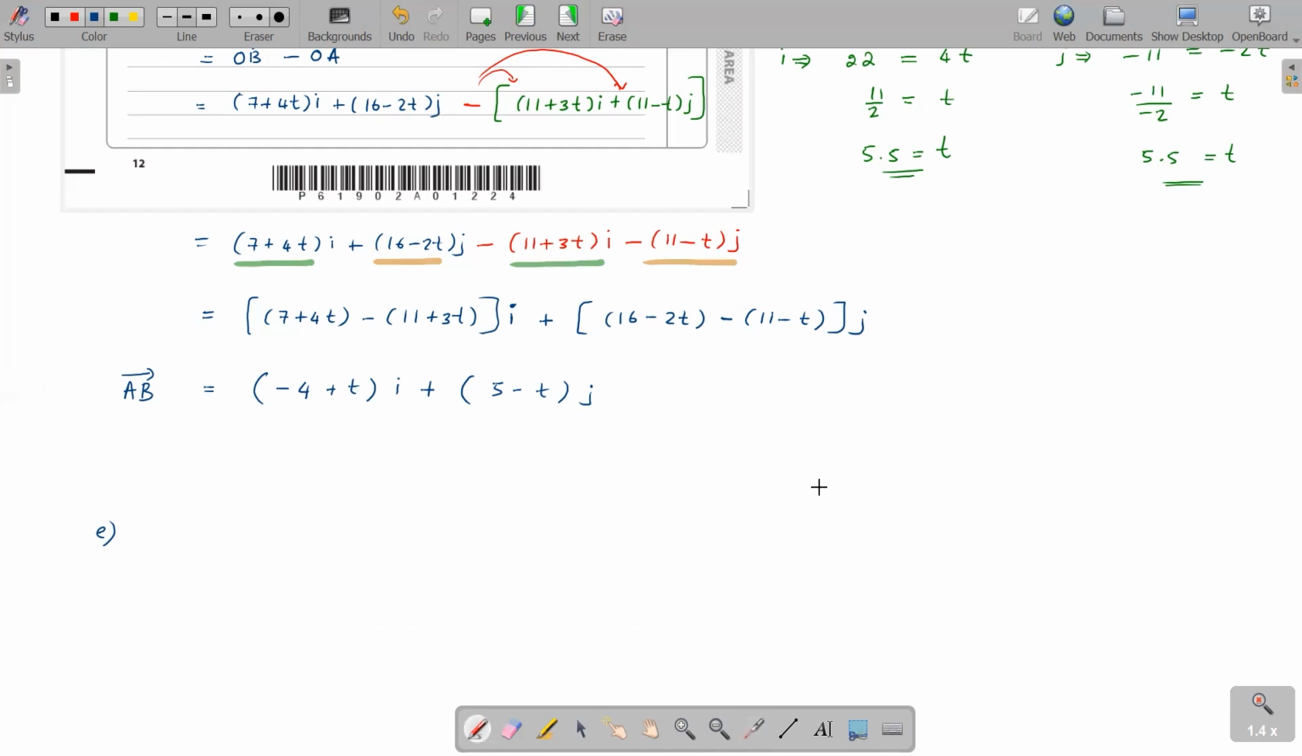Now when you were finding OA, it means you measure the coordinate of A with respect to the origin. OB when you found it was the coordinate of B with respect to the origin, right? But when you find AB, what happens? AB means the position of B relative to A. So the advantage of using the AB vector is we don't need to deal with the origin anymore. In AB, you can see B relative to A, the x distance is minus 4 plus t. So you could make a triangle like this, the x distance and the y distance.